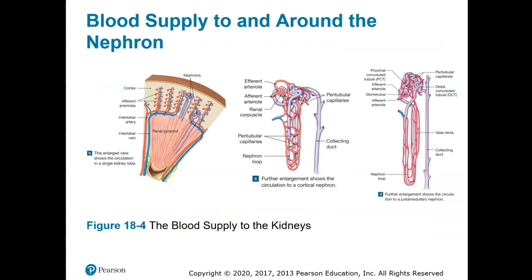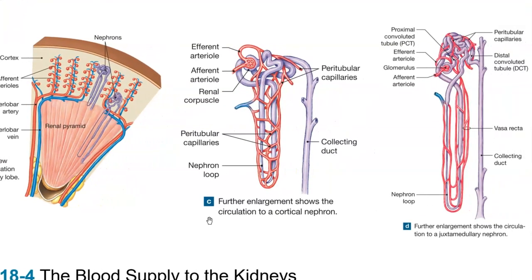Okay. Now we are going to look at the nephron itself. First, we'll do the blood supply to the nephron, and then we'll talk about the nephron structures. Okay, so let's just talk about the nephron, which is the purple structure. Urine production begins here in the nephron.